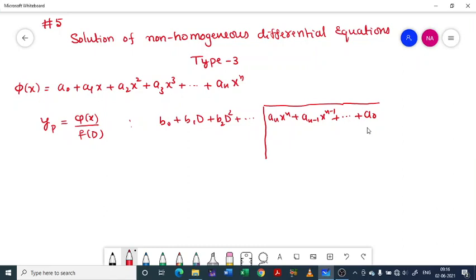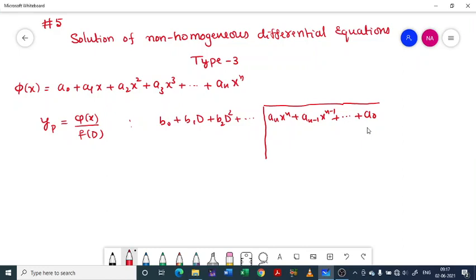And the method of obtaining YC is common. Okay. Now, suppose YP is a polynomial of degree n. Generally, you will be given a polynomial of degree at most 4. So let us discuss the method for n.